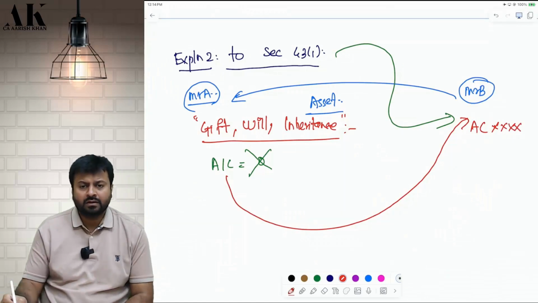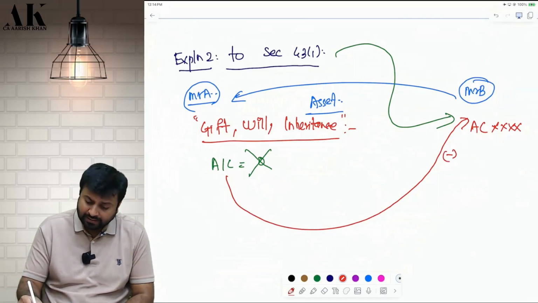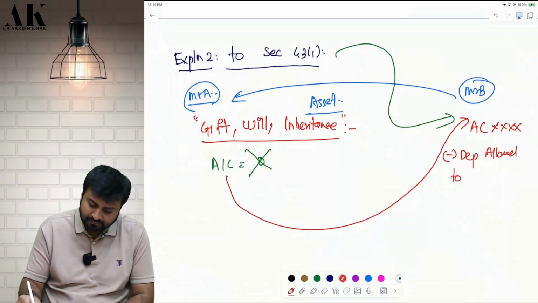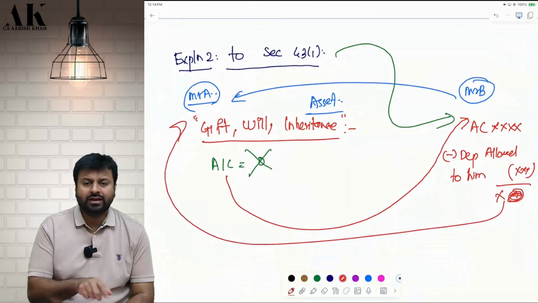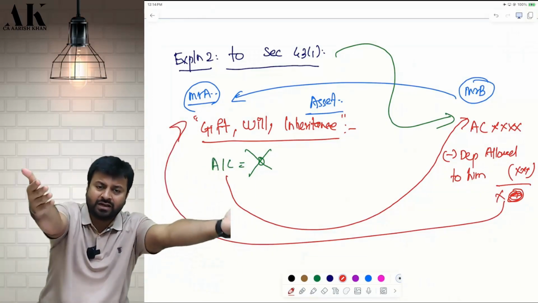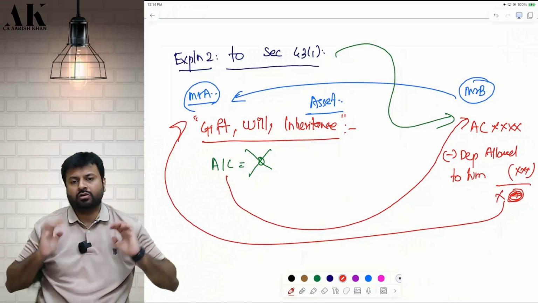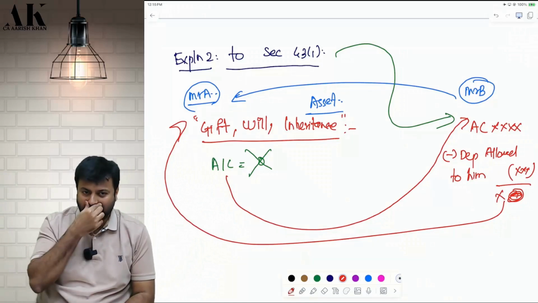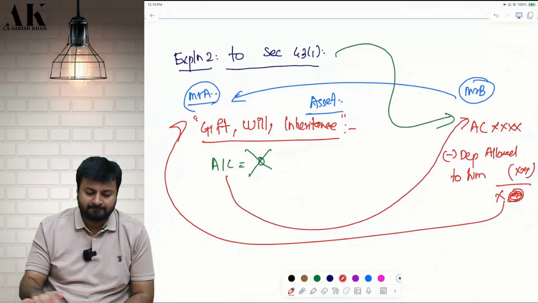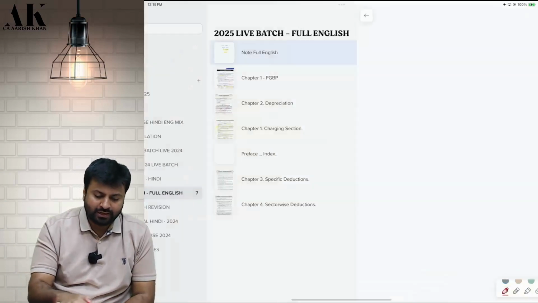Whatever price he has paid for the asset, whatever cost he has incurred for the asset, minus depreciation allowed to him. So whatever depreciation is allowed to him, after that, whatever amount will come, that will become your cost. In short, the WDV in the hands of the transferor will become your cost. Are you clear? Please tell me. Are you clear?